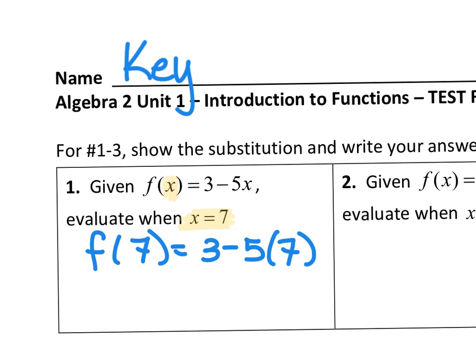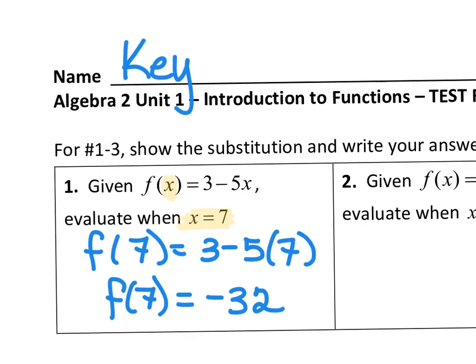You're going to type it into your calculator exactly like that, 3 minus 5 times 7. When you type 3 minus 5 times 7 into your calculator, you're going to get the answer negative 32. But remember that we're working in function notation, and so you're going to write your answer as f of 7 is equal to negative 32.